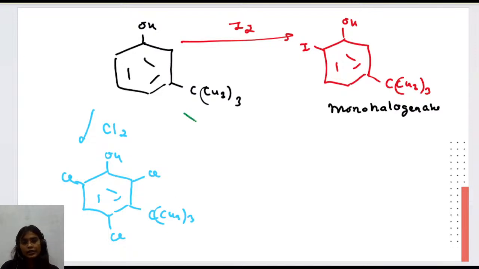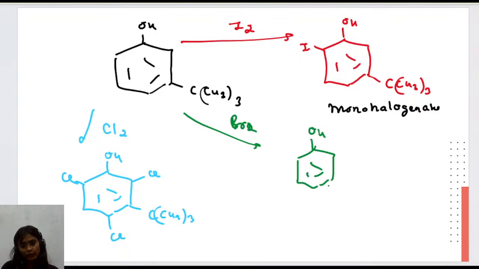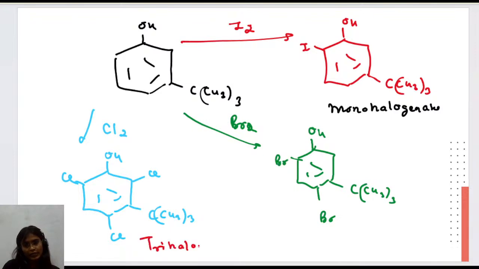On the other hand, the last one, look at this. If I'm using bromine there, what is happening? It's an OH, and the CH3 there. Now, bromine may be connected here or here. What is it? It's a tri-halogenated, right? And this is a di-halogenated.